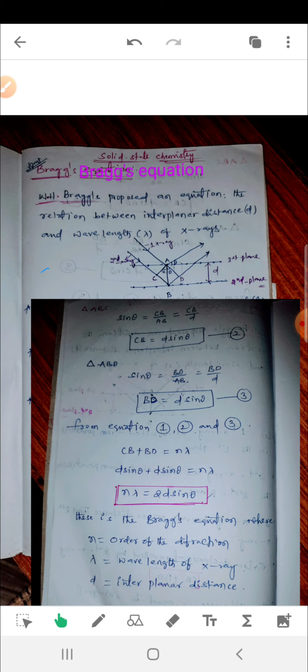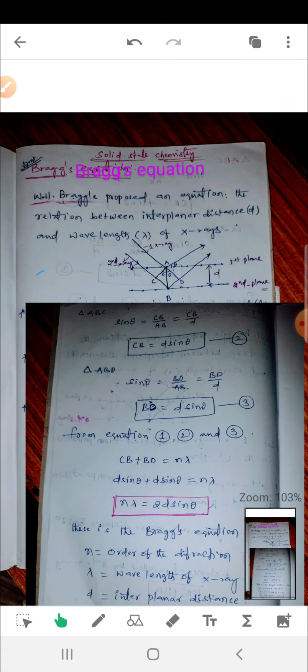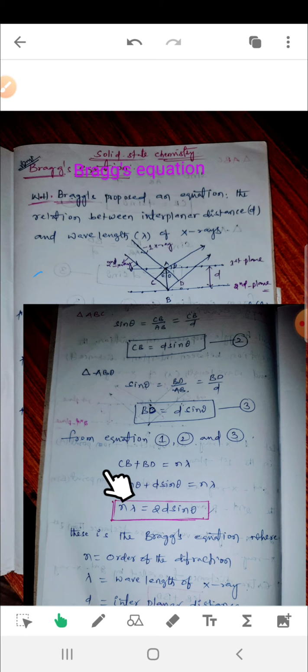It is a simple question, and very important at intermediate level and degree level also. When attempting this question, you should know the importance of this equation. By using this equation we can easily determine the structure of solids, and we can also easily find the interplanar distance by using this formula. What is the final equation? n lambda equals 2d sin theta.